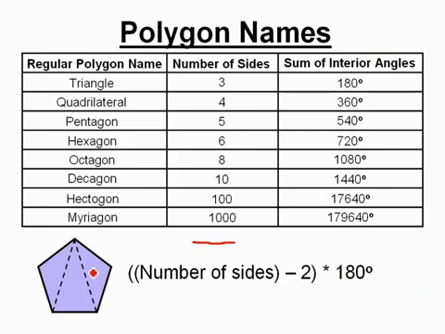Now, Logan, without cheating and looking at the top of the slide, do you remember how much the interior angles of a triangle sum up to? Well, they would sum up to 180 degrees. Exactly. And we showed you that in the previous lesson.